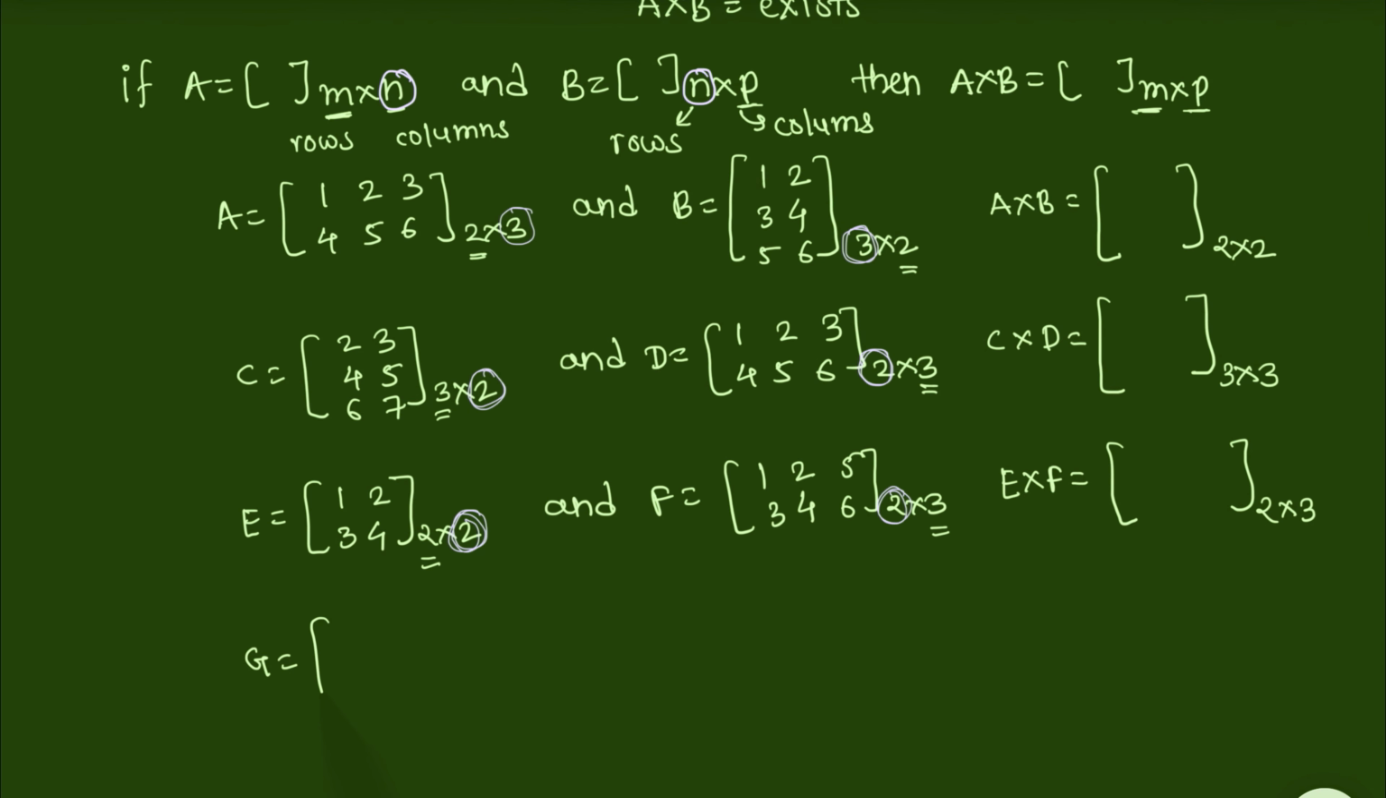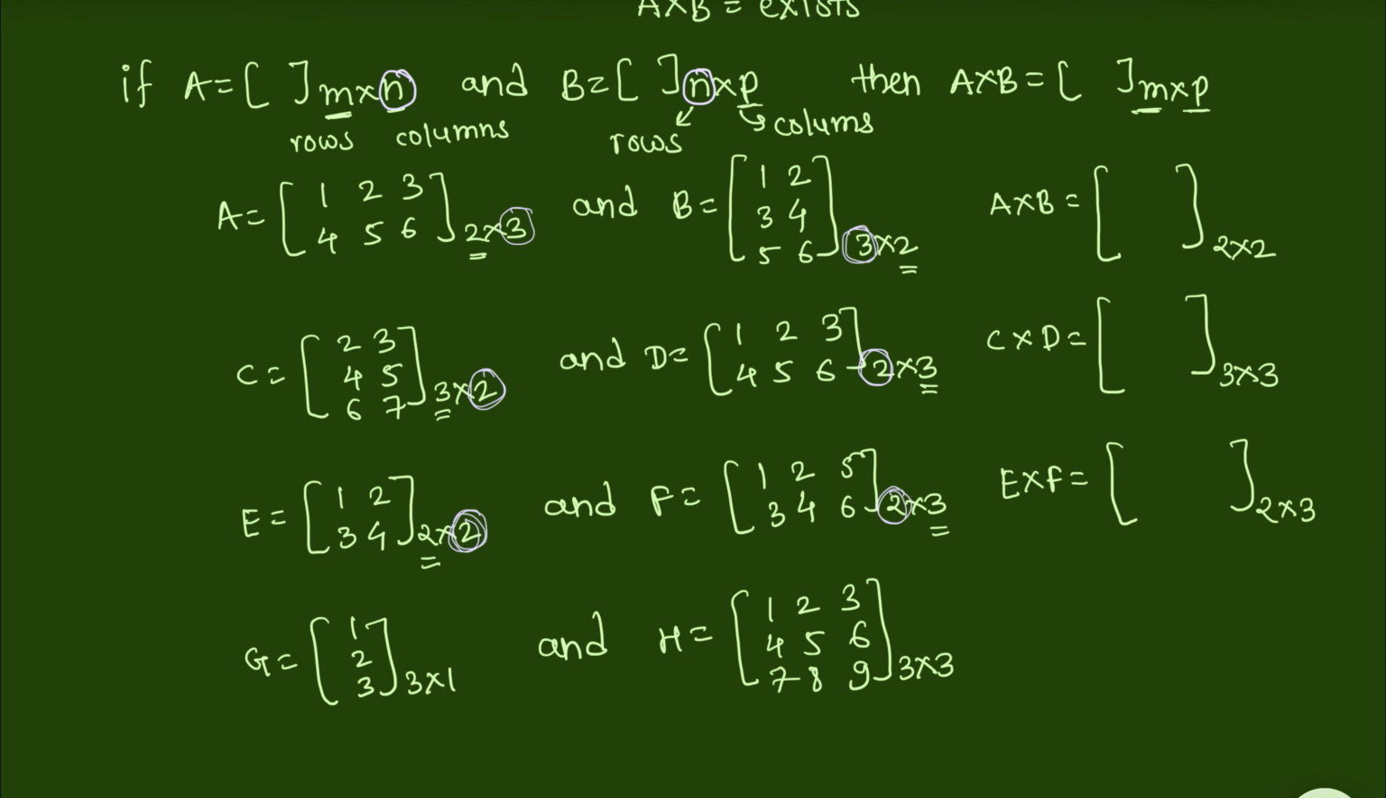Let G be 1, 2, 3 with the order 3 cross 1 and H be 1, 2, 3, 4, 5, 6, 7, 8, 9 with the order 3 cross 3. Then the number of columns in G is not equal to the number of rows in H. That means G cross H does not exist.